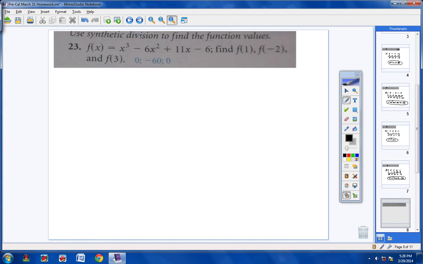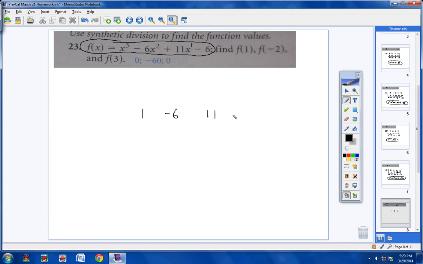Now for 23 and 25, we're using synthetic division to find the values of functions, okay? So they're giving us a value, and we're going to quickly evaluate it using synthetic division. So for number 23, they've given us this function right here, and they want us to evaluate this function at f of 1, f of -2, and f of 3. Now the reason this is going to be fast is because we're going to write the function down one time. So here's my coefficients. Notice I have an x cubed, an x squared, an x to the 1, and a constant term. So there's no need to put any zeros in.